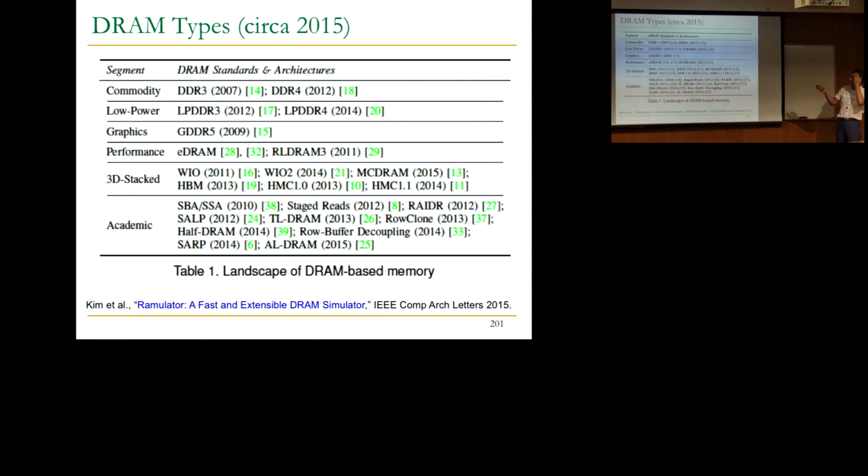So this is another example of the proliferation of different DRAM types. This is from a paper that I'm going to cover, the Ramulator paper that we wrote a few years ago. As you can see, even at that time, there were a bunch of 3D stacked or 3D stackable technologies like Wide I/O, HBM, and Hybrid Memory Cube that we're going to talk about.